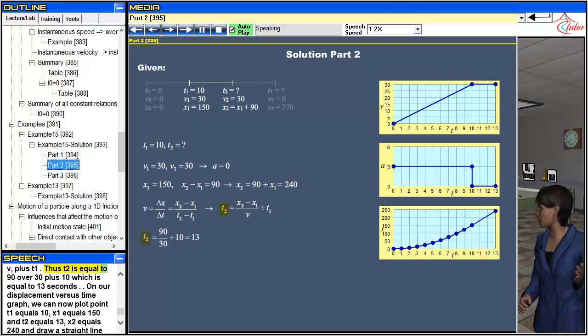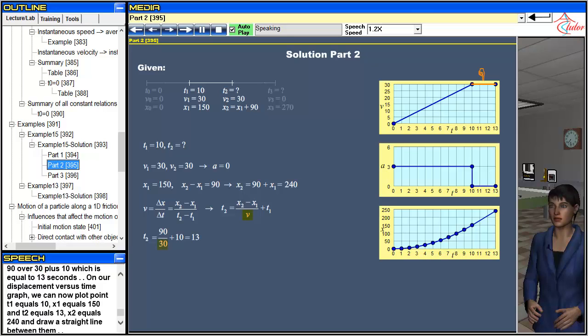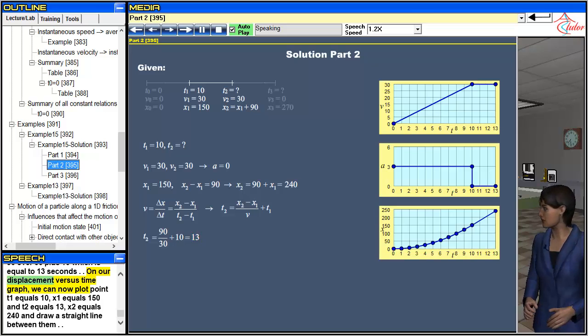Thus t2 is equal to 90 over 30 plus 10, which is equal to 13 seconds. On our displacement versus time graph, we can now plot point t1 equals 10, x1 equals 150, and t2 equals 13, x2 equals 240, and draw a straight line between them.